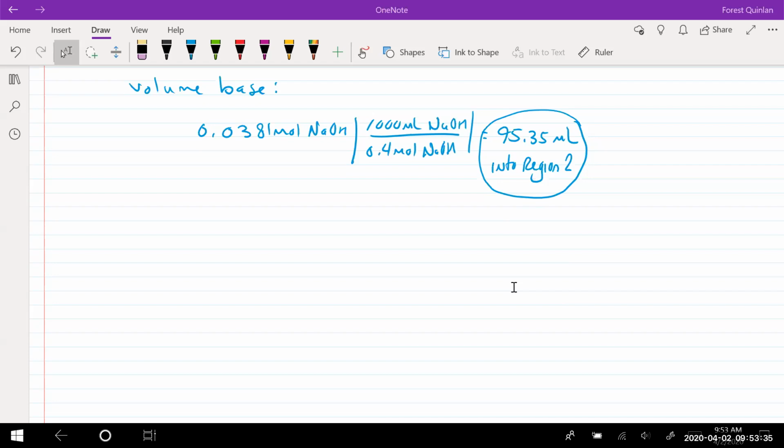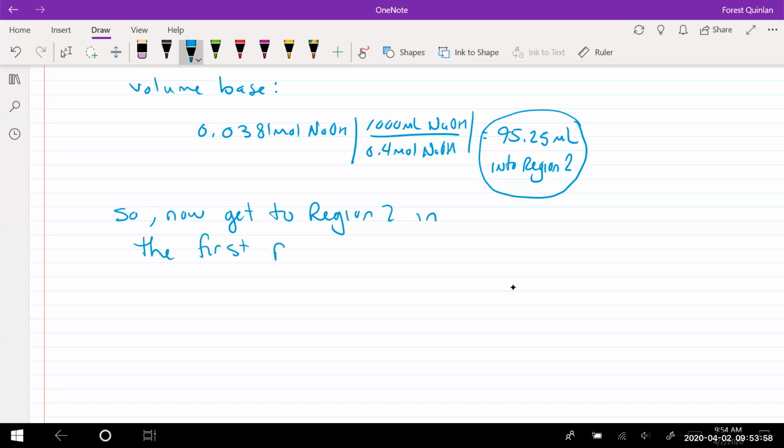Okay, so that is the 95.25 into region 2. We just have to get there in the first place. So now get to region 2 in the first place. And how do we get to region 2 in the first place? What does it mean?